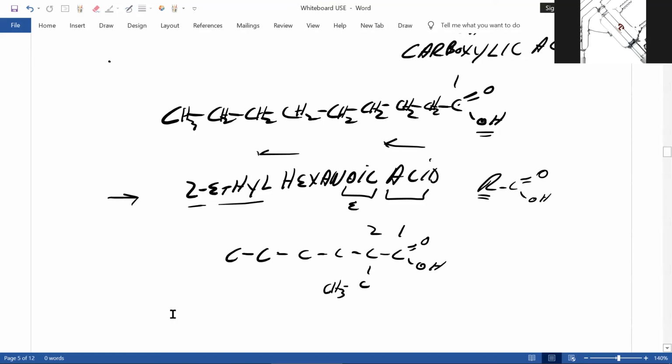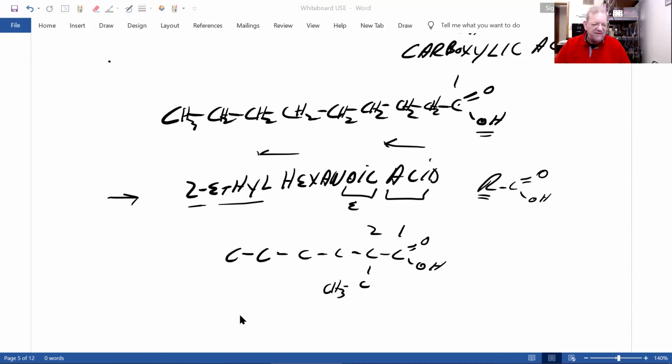And sorry, I didn't turn my picture on. I'm here. And now I'll put in my hydrogens. And you know there are 4 bonds to carbon. And this is 2-ethyl group on carbon 2, hexanoic acid.